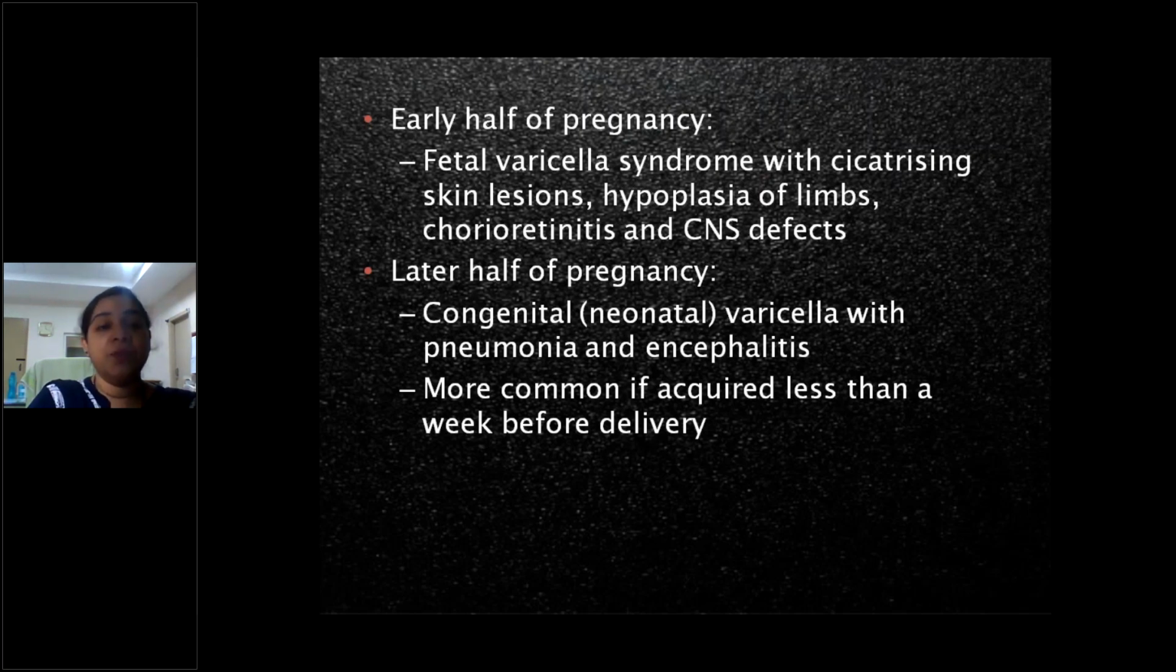Okay, what is this? Early half of the pregnancy. Fetal varicella syndrome is cicatrising lesions, hypoplasia of limbs, chorioretinitis and central nervous system defects. Whereas in later pregnancy, it usually leads to pneumonia and encephalitis. More common if acquired less than a week before delivery.